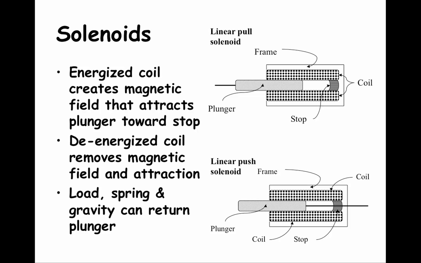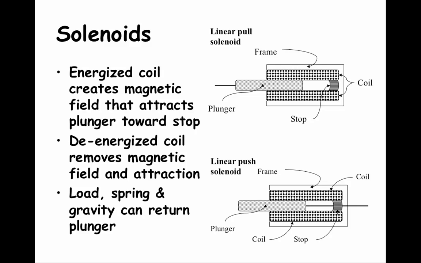Solenoids have a coil, plunger, and stop within the frame. The coil can be electrically charged or de-energized. When the coil is energized, it creates a magnetic field that attracts the plunger and pushes the plunger and anything attached to the plunger towards the stop.